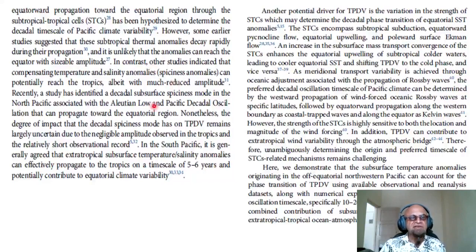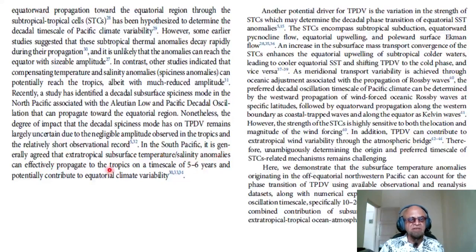In contrast, other studies indicated that compensating temperature and salinity anomalies, so spiciness anomalies, can potentially reach the tropics, albeit with much reduced amplitude. Recently, a study has identified a decadal subsurface spiciness mode in the North Pacific associated with the Aleutian Low and Pacific decadal oscillation that can propagate toward the equatorial region. Nonetheless, the degree of impact that the decadal spiciness mode has on TPDV remains largely uncertain due to the negligible amplitude observed in the tropics and the relatively short observational record.